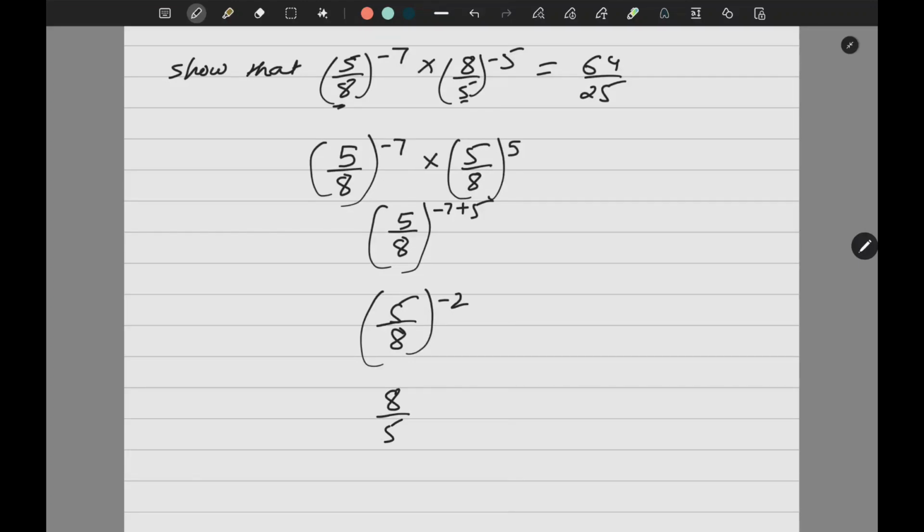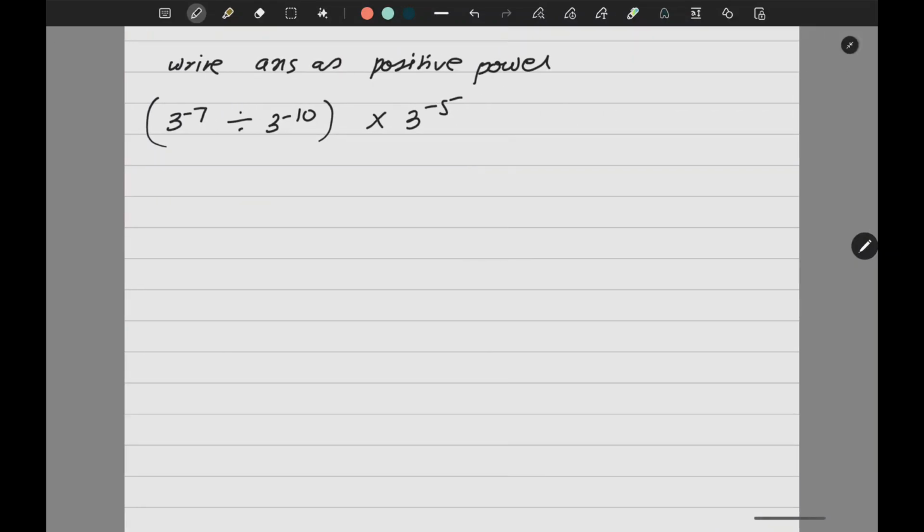So 5 by 8 to the power minus 2. So 8 by 5 to the power 2. And 8 square is what? This is 8 square upon 5 square. So this is 64 upon 25. Hence proved. Right? Easy? Let's see the next one. Write the answer as a positive power.